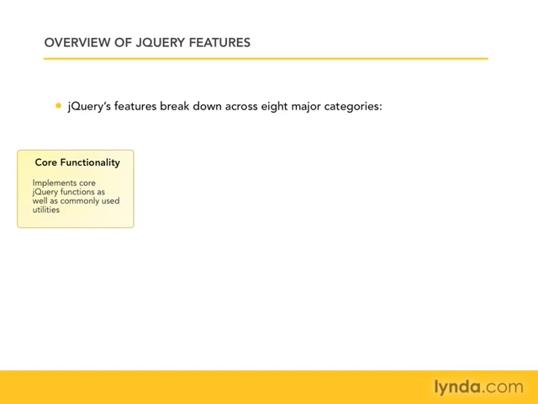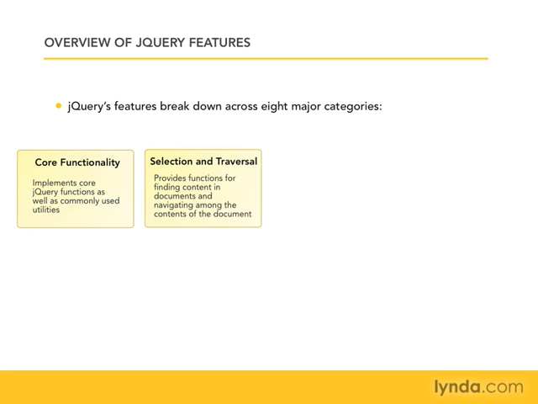There's the core functionality piece, and this piece implements pretty much the core jQuery functions as well as some commonly used utility methods. Then there's the selection and traversal category, and this category includes functions for extracting content from documents and navigating among the contents of the document. This is a lot of what the DOM is usually used for in modern web development, and it's a very key piece of jQuery's power. You can think of this as the query in the jQuery name.